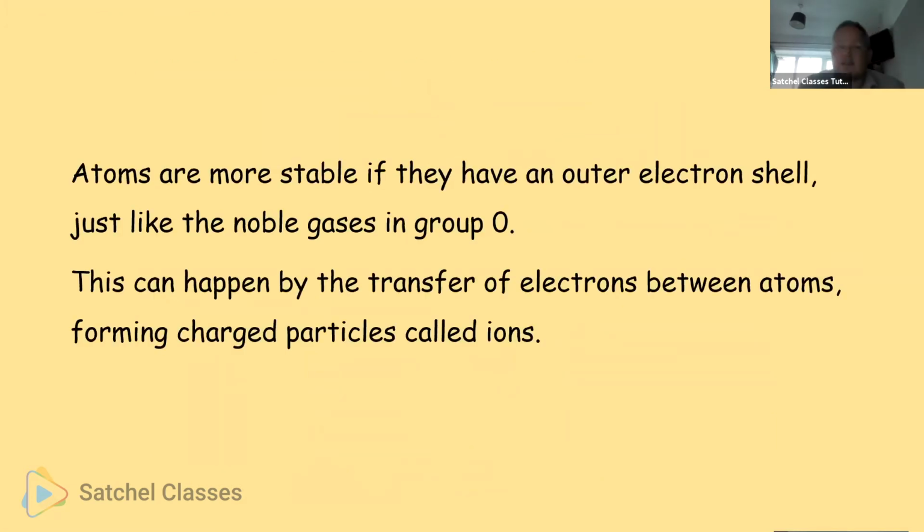Atoms are more stable, however, if they have a full outer electron shell, just like the noble gases in group 0. If it's not full, they can get a full outer electron shell, but to do this, they have to transfer electrons between themselves and another atom. And this forms charged particles, which we call ions.